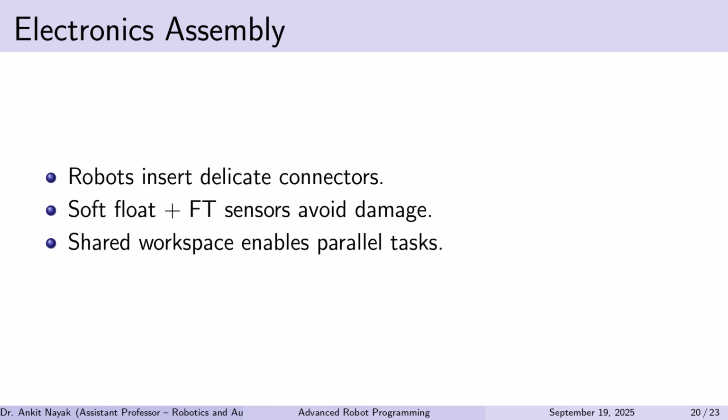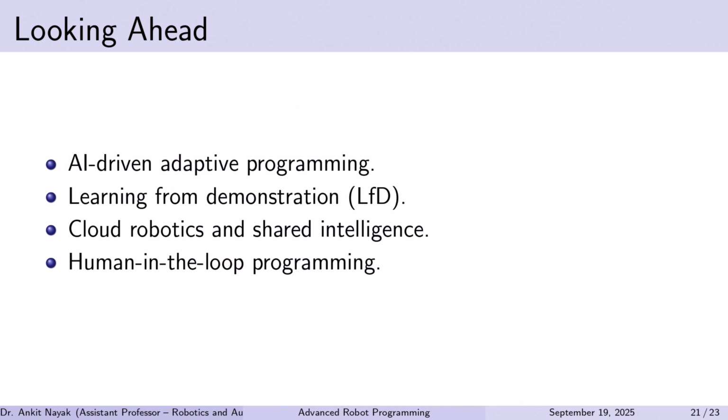The benefits of shared workspace programming are clear. Productivity increases because multiple robots can work in parallel. Flexibility improves because tasks can be distributed among robots. Safety is ensured because collisions are avoided.